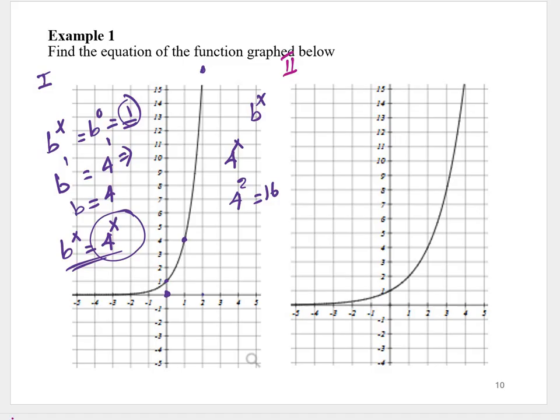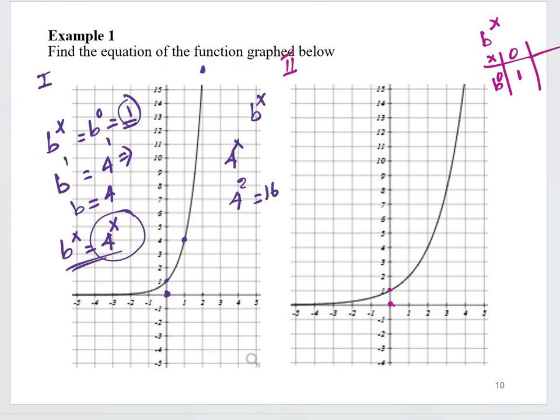Okay. We can apply the same thing for the second function. So again it is of the form b to the power x. When x is equal to 0, it is always 1. So when x is equal to 0, b to the power 0 is equal to 1. So that is correct.